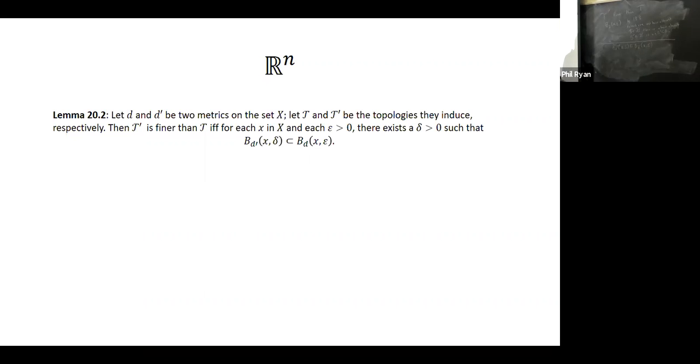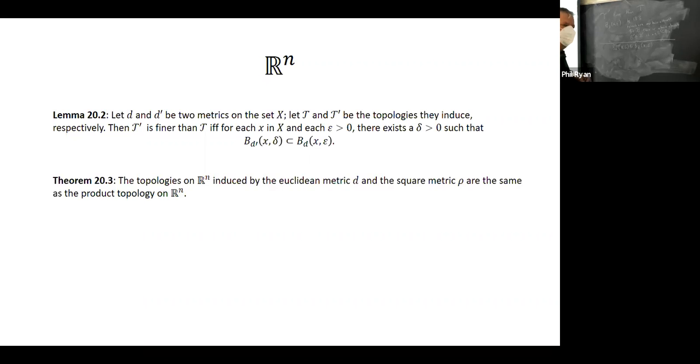Okay, so this lemma gives us a way of comparing metric topologies. And we're done. So we'll finish off the comparison next time. We're going to show that it's going to be the same. And not only are they the same, but they're the same as the product topology.